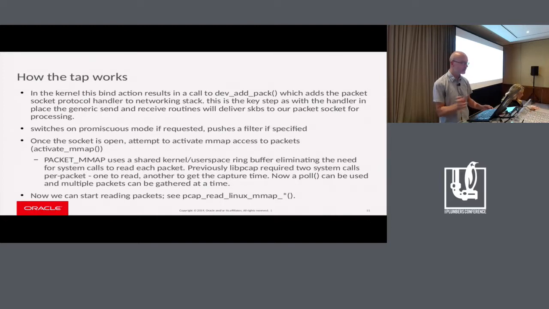On the user space side, we build a packet mmap, which is a shared kernel user space buffer. And the big thing about this is that we don't want to generate a system call every time we want to read a packet. So when we have the shared buffer, we can poll on that buffer and then read multiple packets at the same time. So I've given a couple of references there to the code so you can see how that's done for libpcap.